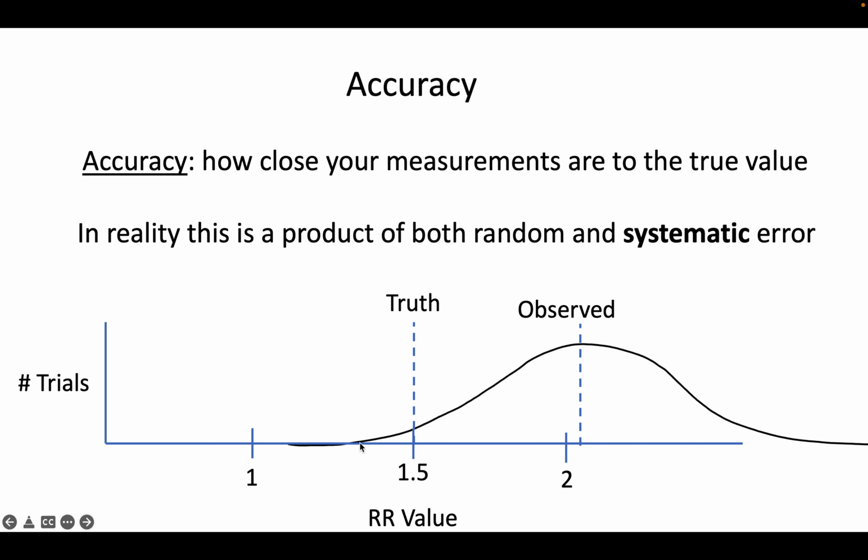And systematic error is basically if we're conducting a study plagued with systematic error and we do that study 10,000 times, the distribution itself will be centered around an incorrect value, so that will also be a threat to accuracy.